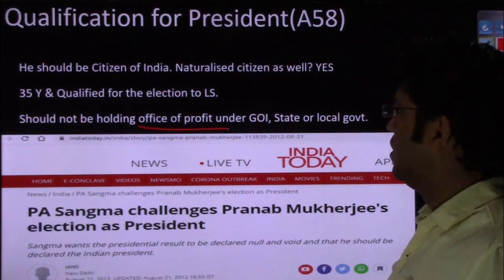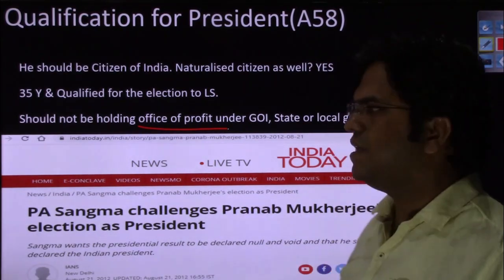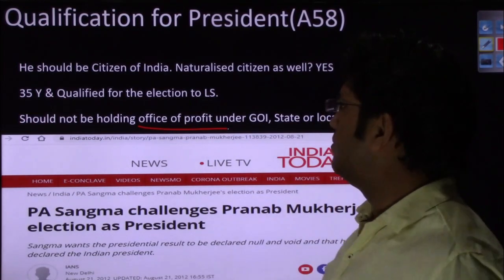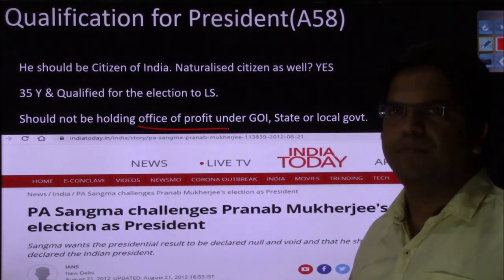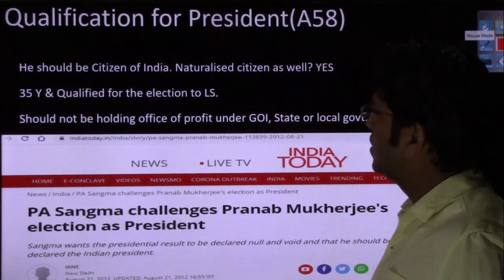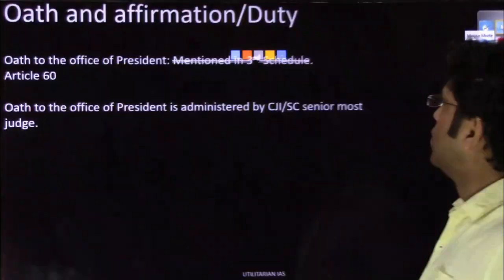So on that ground, Pranab Mukherjee's election was dragged into the court. P.S. Sangma had filed an election petition, but ultimately Pranab Mukherjee came out and he became president. So that is just another example that these cases can be dragged into court.